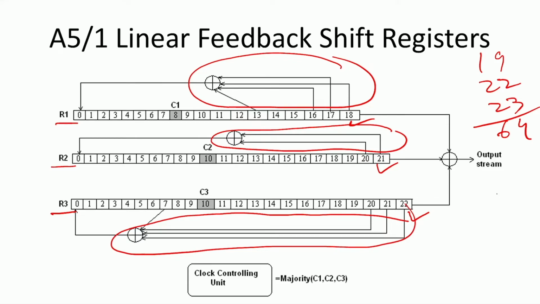Now, whether we actually perform this function, which means whether we XOR these bits or not in a cycle, is decided based on what is known as a clocking bit, which you can see here in gray. Every register has one clocking bit. This is the 8th bit labeled here, the 10th bit labeled here, as well as the 10th bit labeled here.